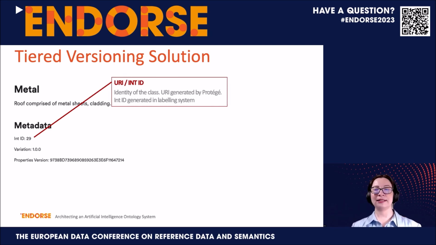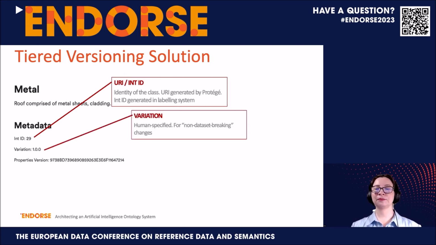The integer ID is generated when a class is created in our labeling system, and is used by our expert labelers, downstream systems, and customer-facing content as a unique identifier for the class. Any dataset breaking change, the type of significant semantic change that would not allow us to continue using existing labeled data for training, is considered a new class. This requirement came directly from the labeling team.